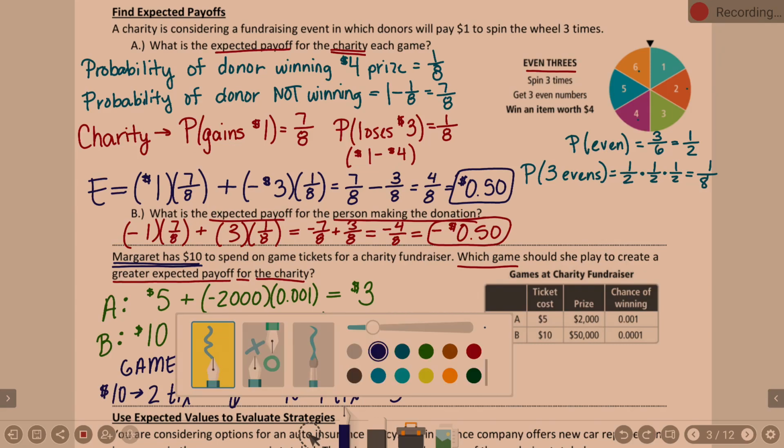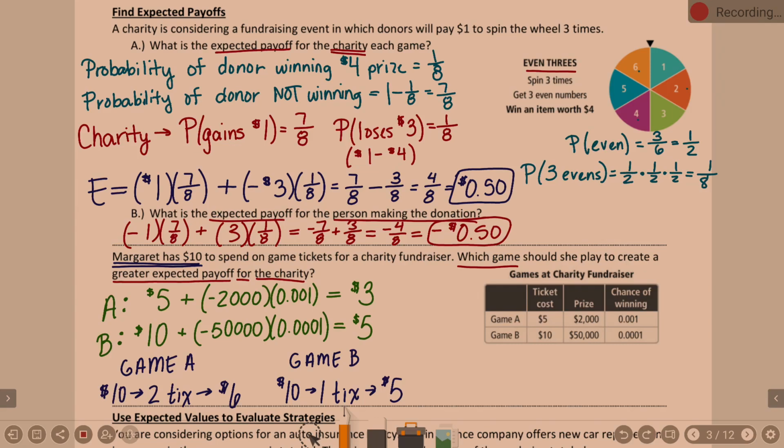With that in mind, is it a better deal for the charity to earn $5 or $6? 6. So, you have to watch out for those little catches. Which game should she play? Game A.